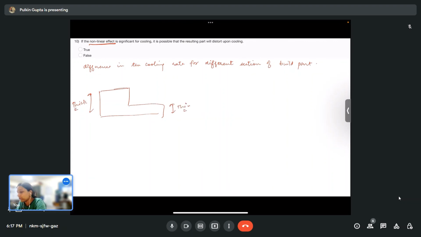So in such a scenario, when cooling rates are different, these parts can easily undergo distortion because there is a kind of thermal mismatch between them. One will cool at a faster rate and one at a slower rate. So one will have faster changes in dimensions and the other slower changes, which are not compatible with each other and will ultimately cause distortion. So the correct answer is true.